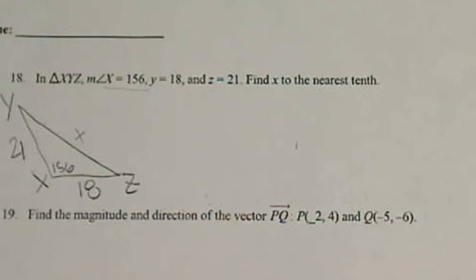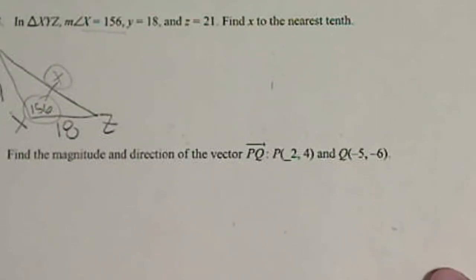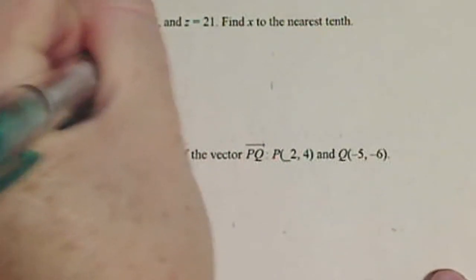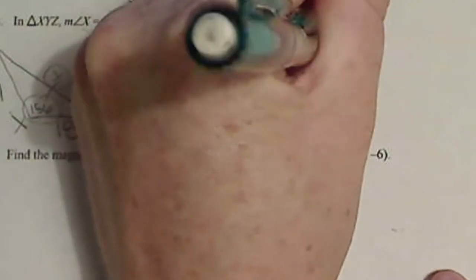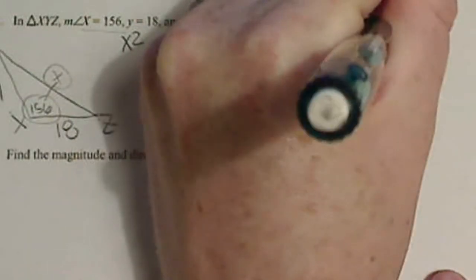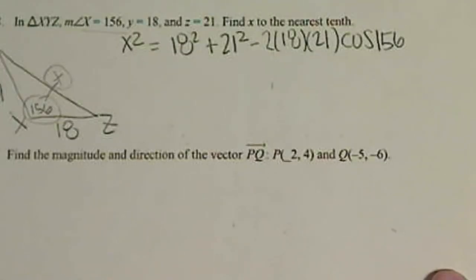Can we use the law of sines? No, because we only have one angle. So we're going to use law of cosines. And 156 and X go together. So let's write this out. X squared equals 18 squared plus 21 squared minus 2 times 18 times 21 times the cosine of 156.